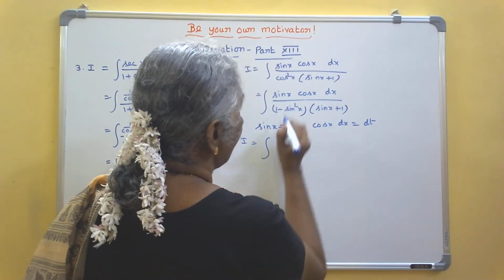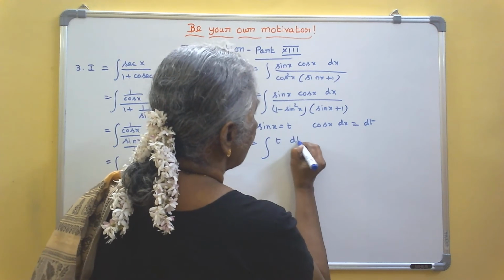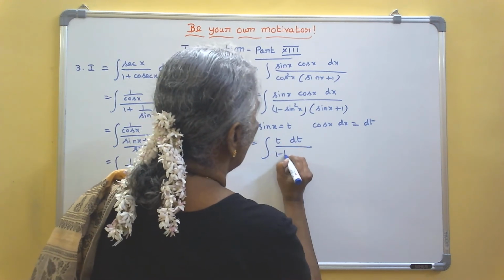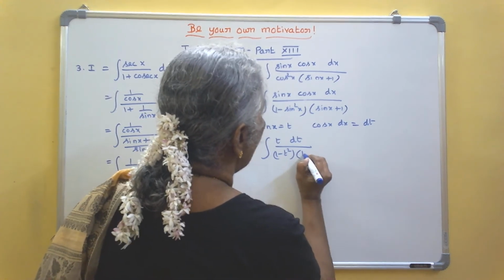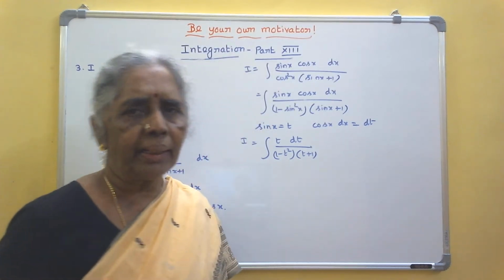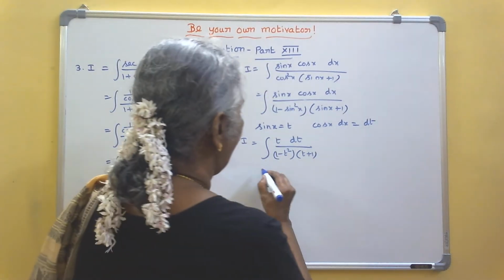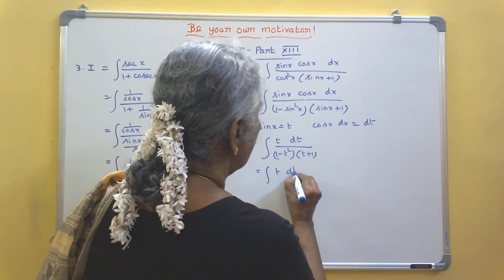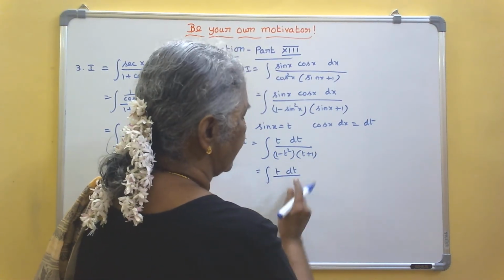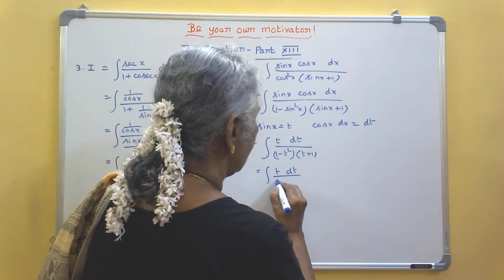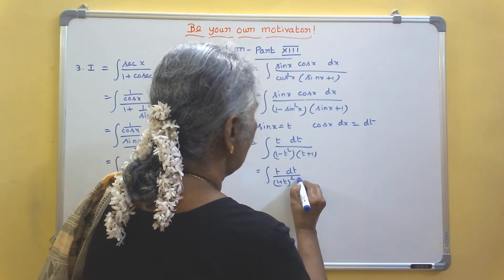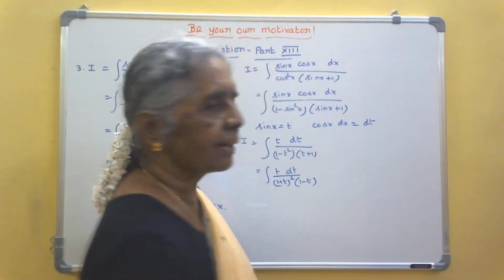So now this is t, the next part is dt. Here it will be 1 minus t squared and this is t plus 1. You can write t plus 1 or 1 plus t, that doesn't matter. Okay. Now this 1 minus t squared you can write as 1 plus t into 1 minus t. That 1 plus t and this will become 1 plus t the whole squared, then 1 minus t.